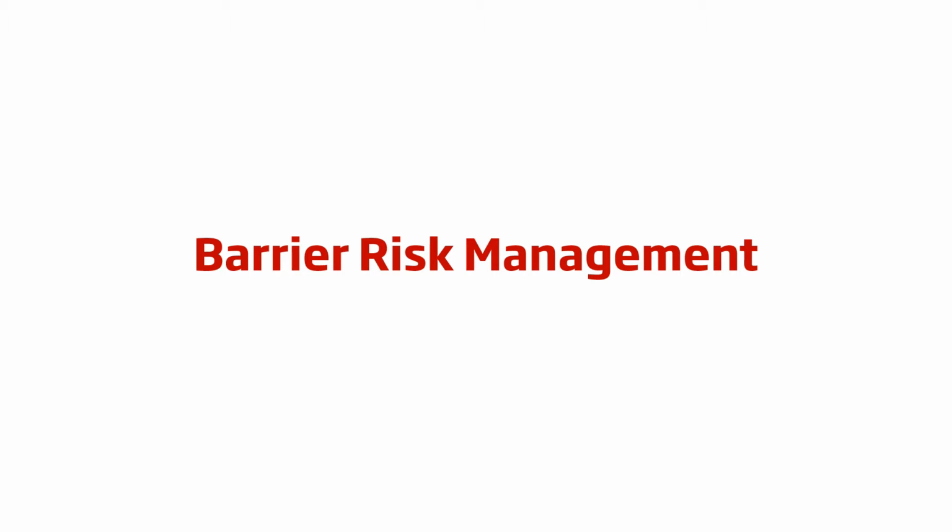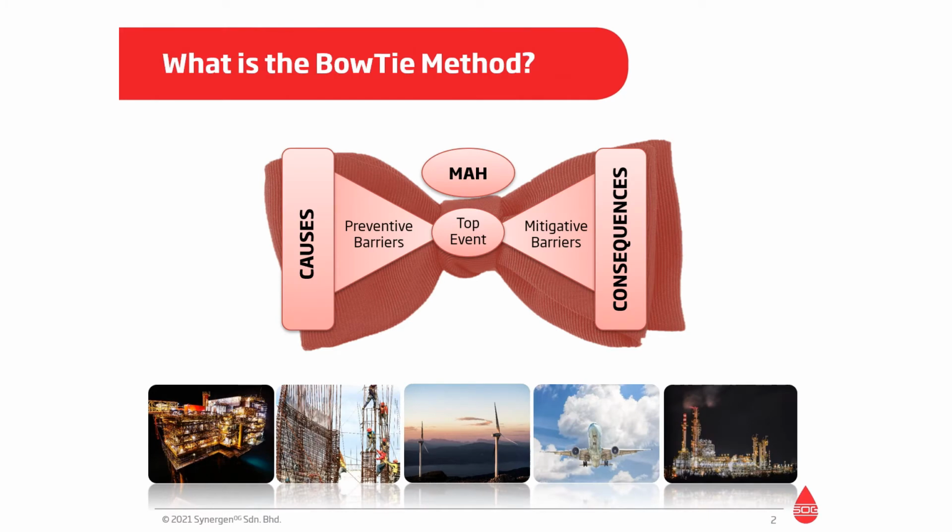In this video, I'll be talking about barrier risk management using the BowTie method. The BowTie diagram, shaped in the form of a bow tie, is a simple way of communicating the relationship between risk events, their causes and consequences. It provides a clear, graphical representation of how we can lose control of our process and what barriers we have in place to prevent this from happening.